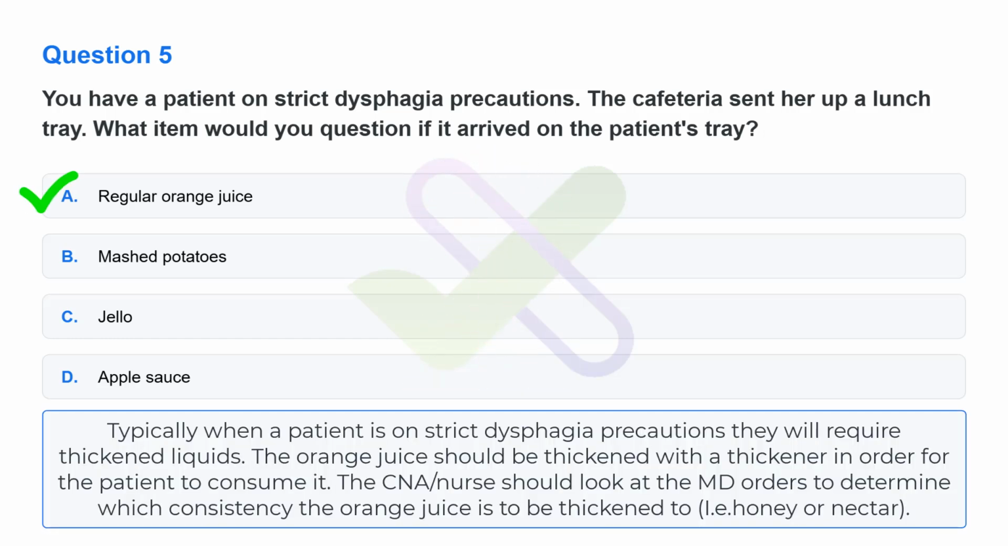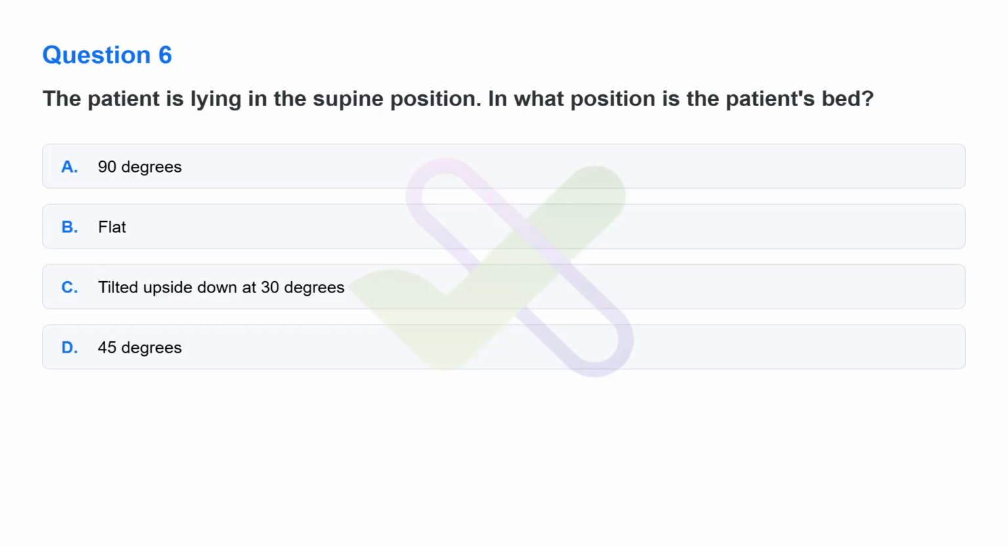Correct answer, A. Regular orange juice. Typically, when a patient is on strict dysphagia precautions, they will require thickened liquids. The orange juice should be thickened with a thickener in order for the patient to consume it. The CNA or nurse should look at the MD orders to determine which consistency the orange juice is to be thickened to, i.e. honey or nectar.